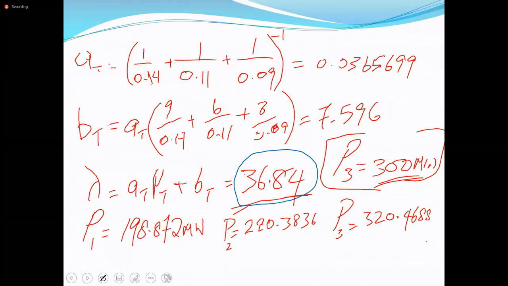All right, we still have 9 minutes. Just to expand a little on the question that you have asked: for this first part that you calculated, just quickly put in 750 megawatts and calculate lambda for me.